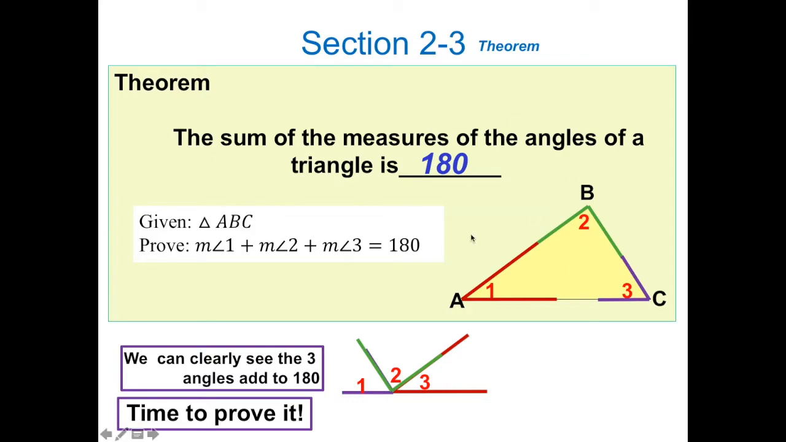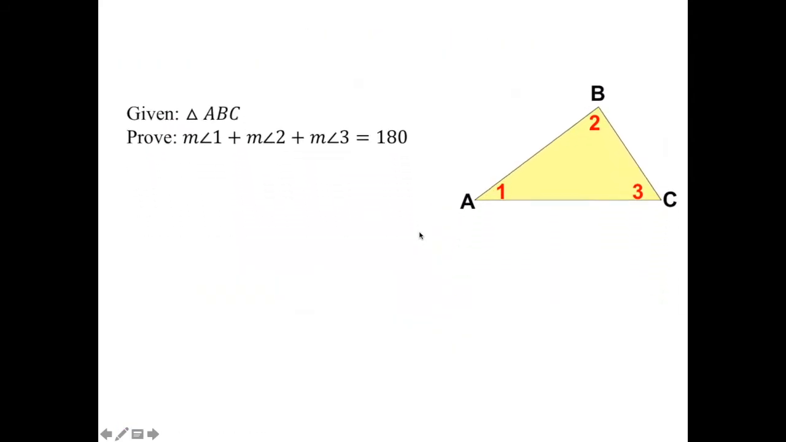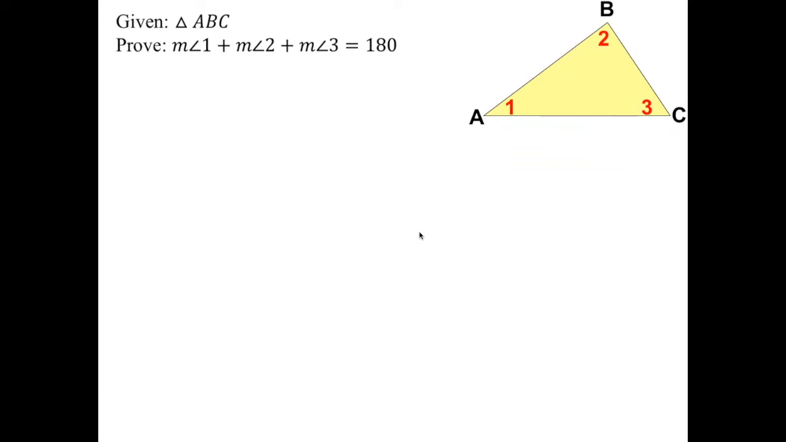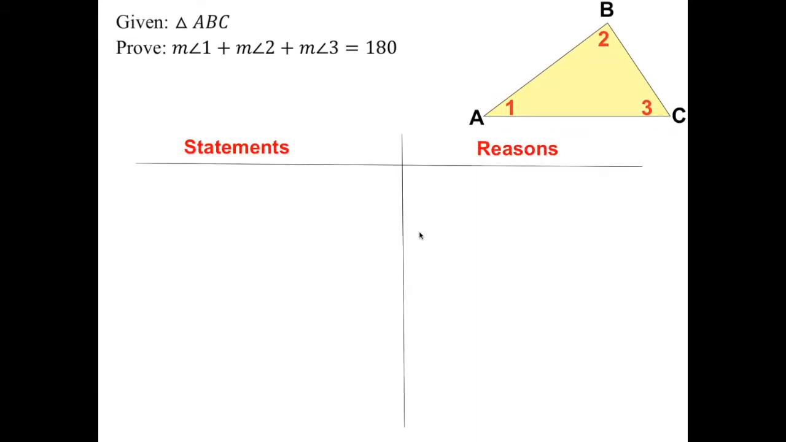Remember, this diagram is just like a generic scalene triangle right here. Nothing special about it, but we're going to prove this fact. For any random triangle, we can prove that their angles actually always add to 180. And therefore, we can use this as a fact going forward for the rest of the year, and know for sure it's a fact.